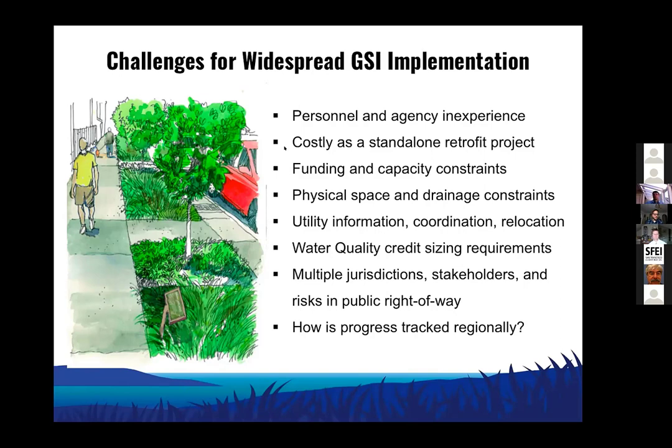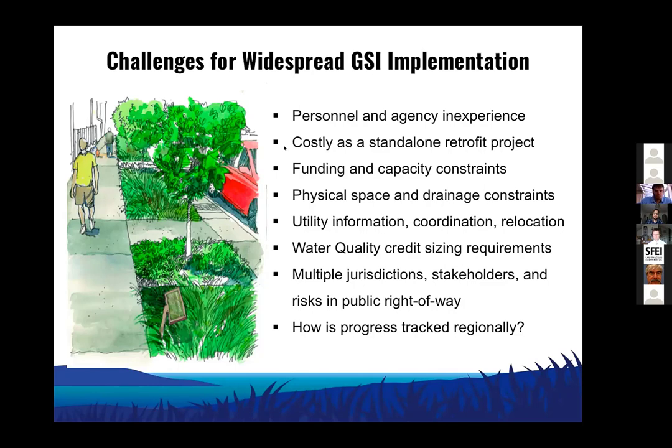The next three bullets, physical space, utility information and water quality sizing requirements, are all related. As you know, there's physics to these installations, and they require gravity controlled drainage to a properly sized facility. And it's always easier if there's drainage infrastructure to tie into. However, as I mentioned, underground, it is a mess under there. There's a lot of extra coordination needed to identify the alignments and depths and construction requirements for working closely with other utilities that are underground. They need to have a certain amount of cover at the end of the work.